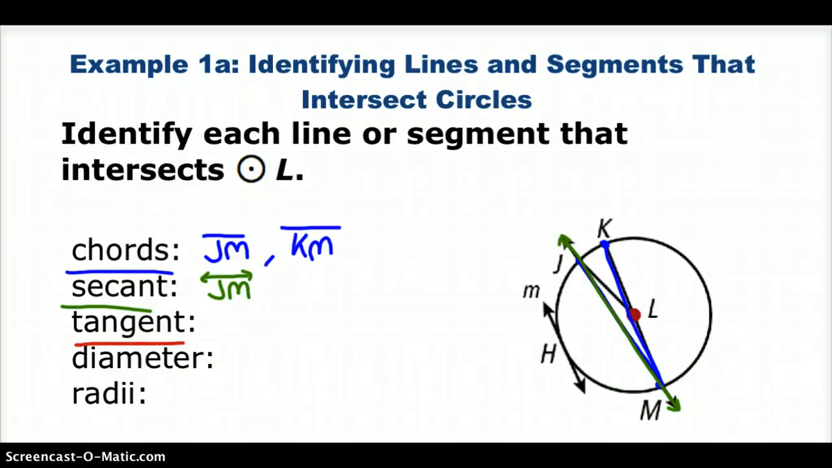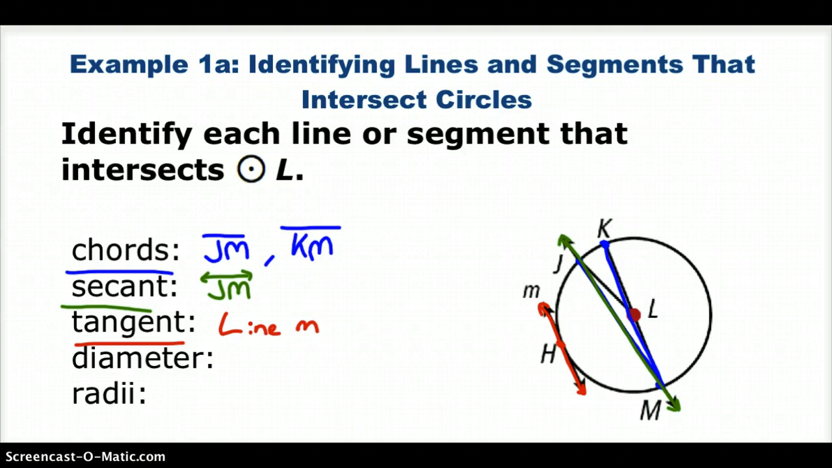Our third one here is tangent. A tangent is going to be a line that's on the exterior, or the outside of the circle, that only intersects the circle at 1 point. So I can see this line right here is the case, and we could say the point of intersection is going to be about right there. Remember, there's a little lowercase m next to it, so we can actually call this line m, and that would be considered a tangent.